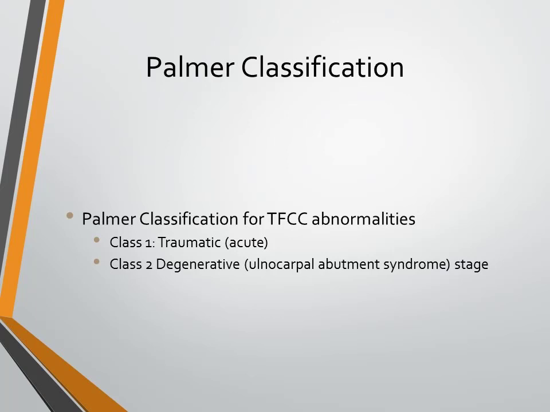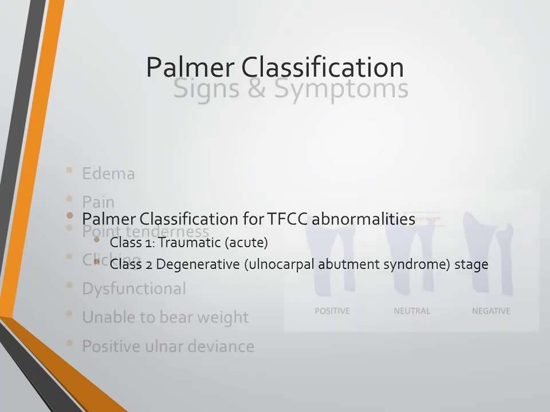The Class 2 are degenerative stage injuries, specifically ulnocarpal abutment syndrome. Class A is TFCC wear. Class B is TFCC wear with lunate and or ulnar chondromalacia. C includes a TFCC perforation with lunate and or ulnar chondromalacia and lunotriquetral ligament perforation. And D is the TFCC perforation with the lunate and or ulnar chondromalacia, a lunotriquetral ligament perforation, and ulnocarpal arthritis.